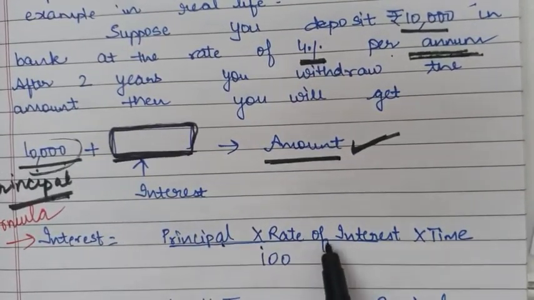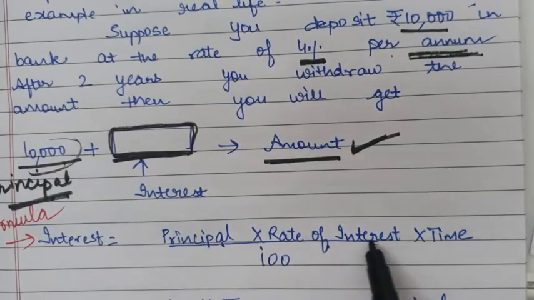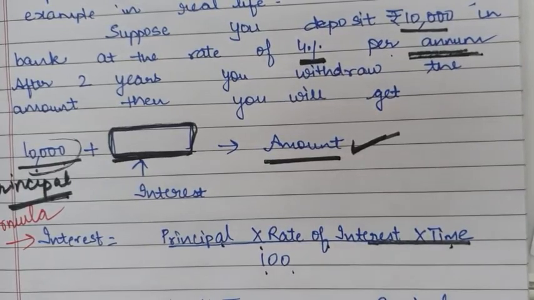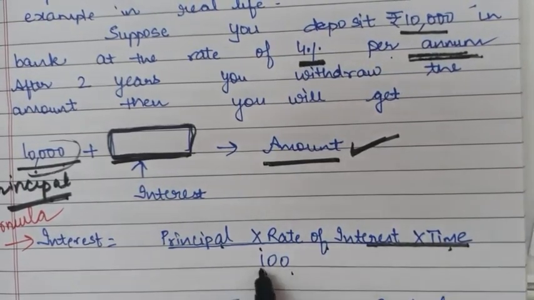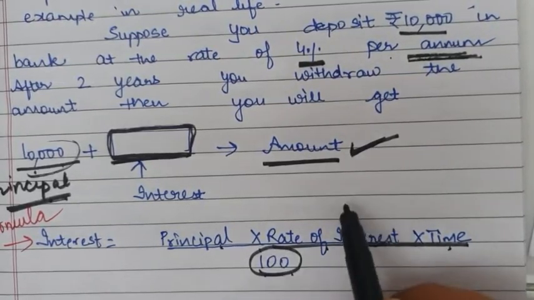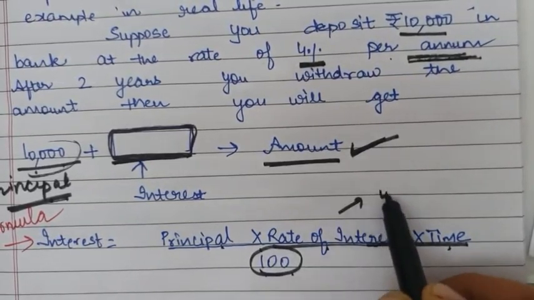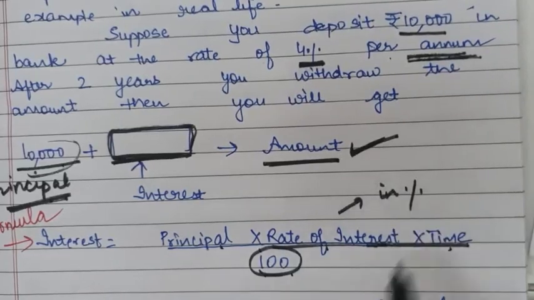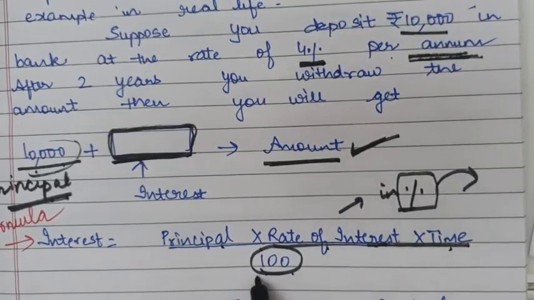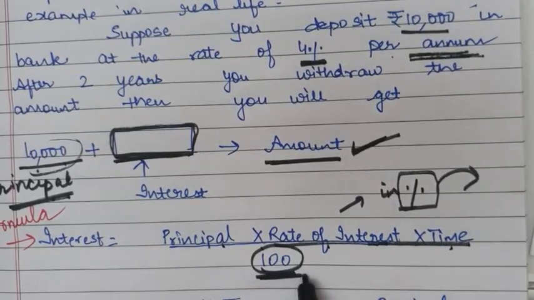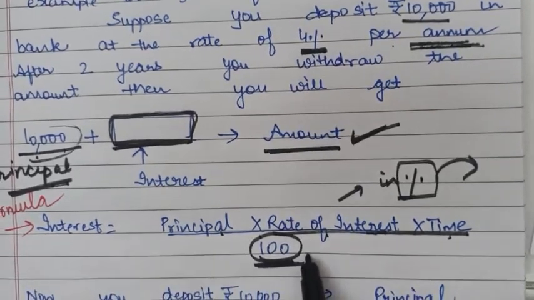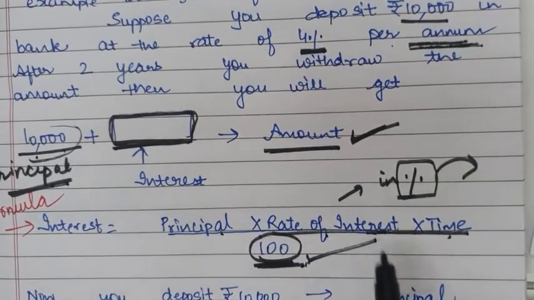So now we have a formula to find the interest, and that formula is principal multiply rate of interest multiply time upon 100. From where this 100 comes? Because the rate of interest is in percent, and whenever we remove the sign of percentage, we always put 100 in the denominator. That's why we have taken 100 in the denominator.